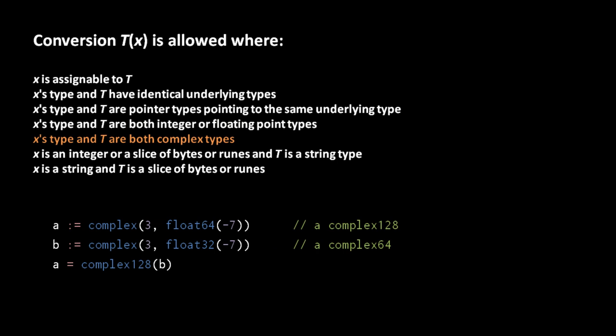Fifth, if value X and type T are both complex types, then we can convert X to T. Here we create complex numbers with the built-in function complex. A is assigned a complex128 and B is assigned a complex64. In the last line, we convert the complex64 to a complex128 value.